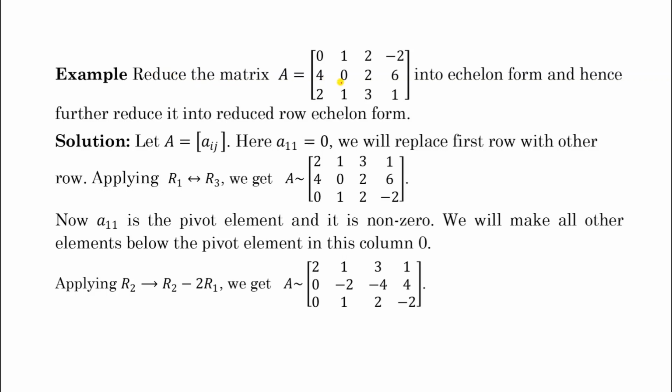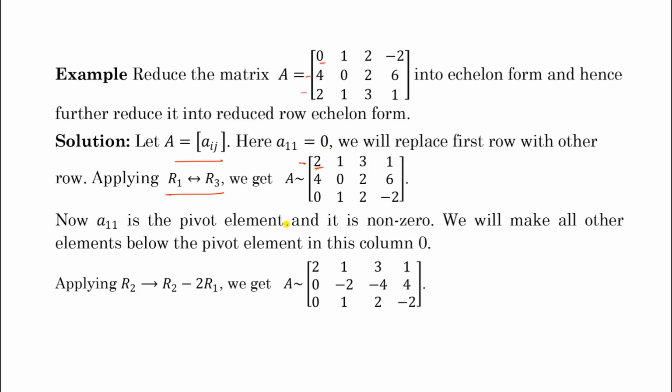Now we have to reduce this matrix into echelon form and row reduced echelon form. Suppose for example the elements are denoted by A_ij. Look at this, A11 is 0. So you can replace it with this row or this row. Here I have taken R1 interchange with R3. Look, the third row is now the first row and the first row is now the third row.